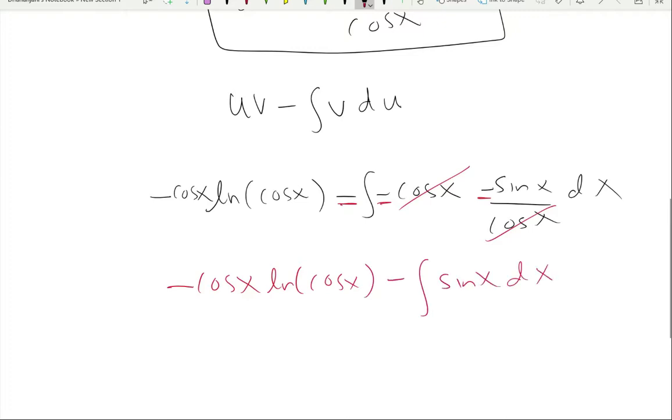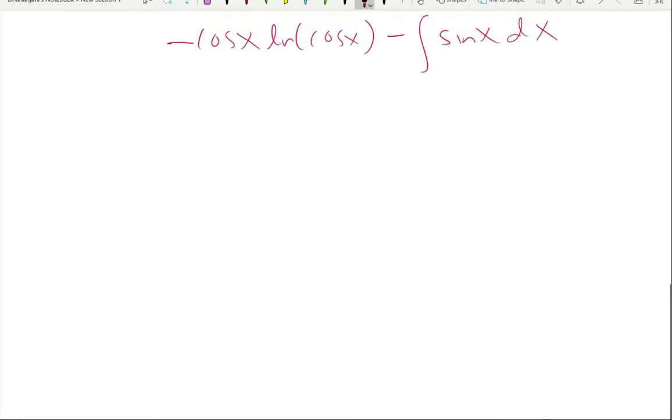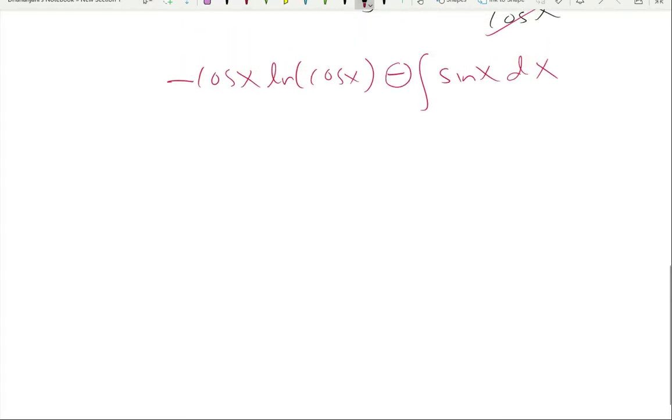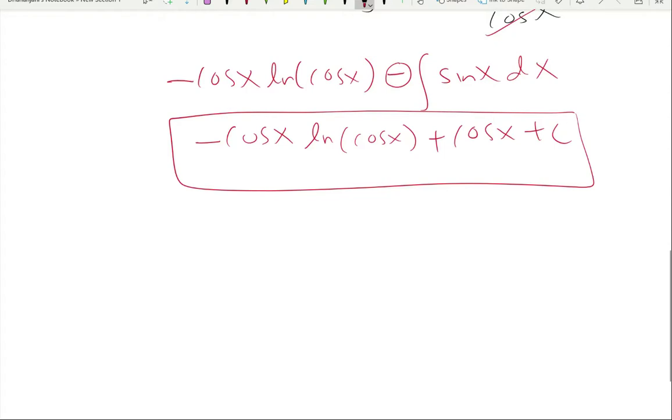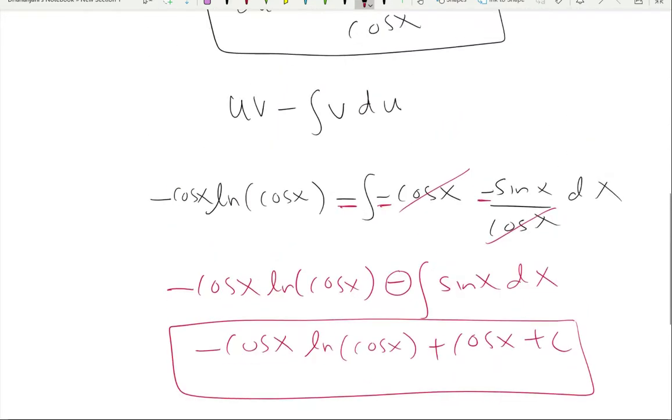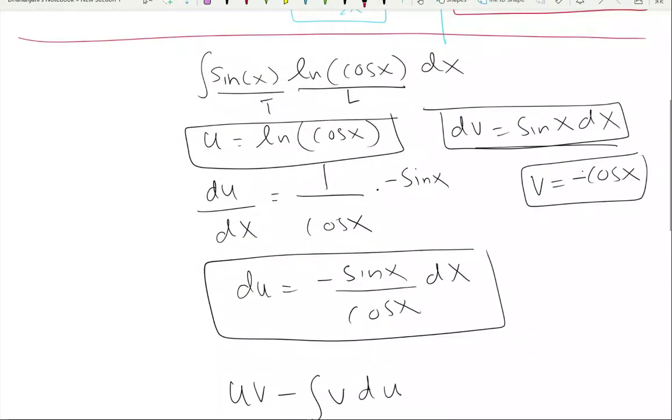So if you integrate sin x, you again get negative cosine x. With that new negative and this negative, it becomes positive. So cosine x, natural log cosine x plus cosine x plus c. So this is the solution for that integral. Again, I think the tricky part here is applying the chain rule. I wanted to show it to you.